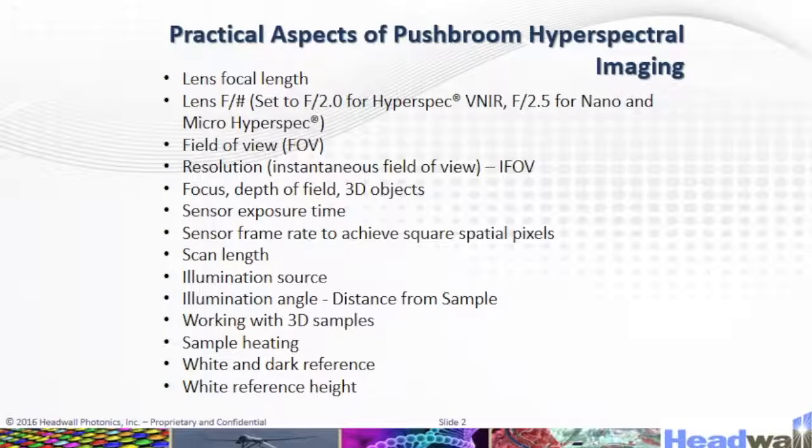Look at the lens, focal length, field of view, resolution, focus, depth of field, sensor exposure time, and sensor frame rate to achieve square spatial pixels. Look at white and dark reference, and white reference height.